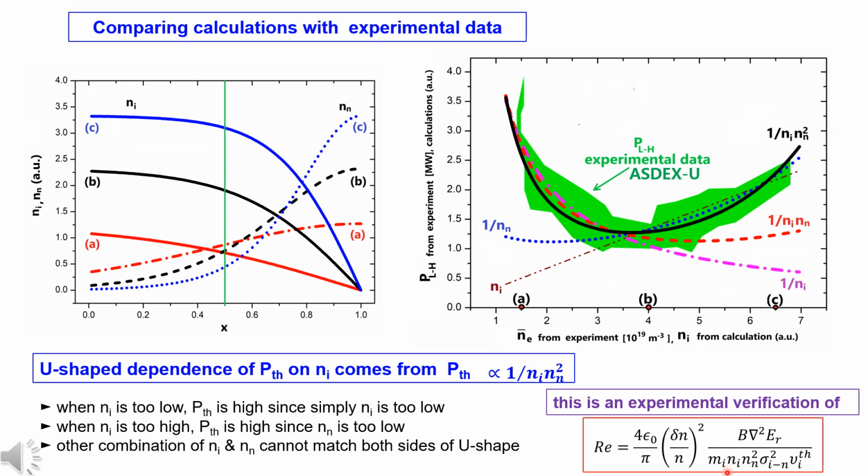And this is exactly the same as in the Reynolds number formula. So the U-shaped dependency comes from this: when Ni is too low, the Reynolds number is high, so it is turbulent and the power threshold is high. And when Ni is too high, then the square of Nn is too low, which makes the power threshold high again, although plasma density is high.